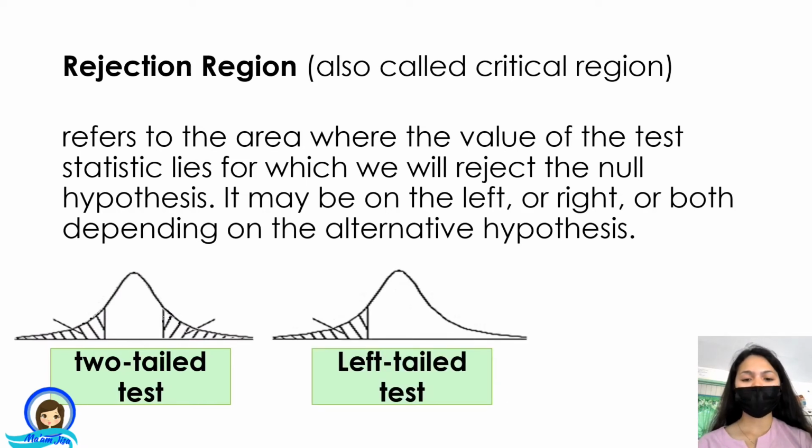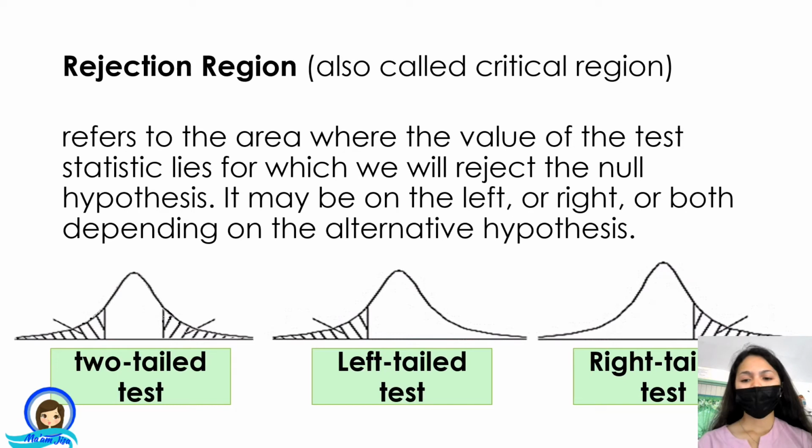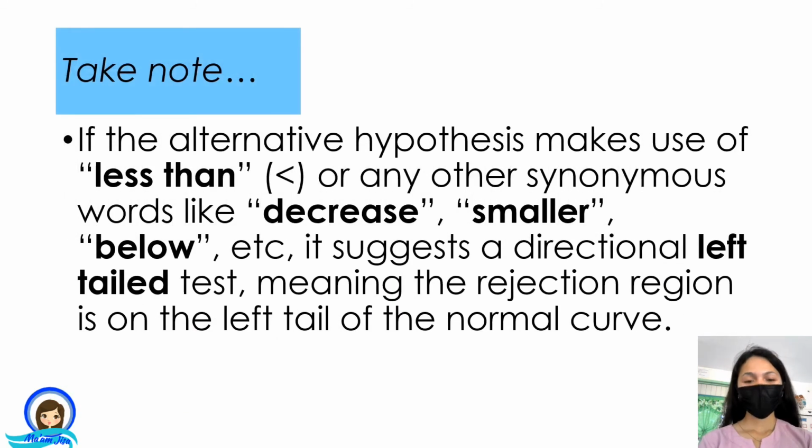For a left-tailed test, you can see the rejection region shaded on the left portion. While for the right-tailed test, the rejection region is found on the right portion. So remember, the unshaded portions are the non-rejection region, while the shaded portions are the rejection region, also called critical region. Actually, there are keywords that will suggest whether the given hypothesis is left-tailed, right-tailed, or two-tailed test.